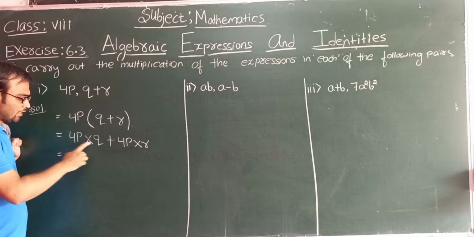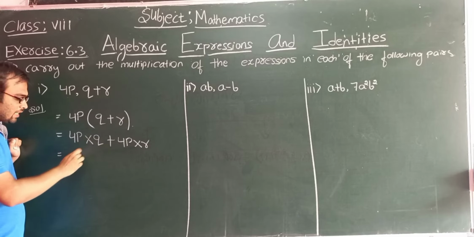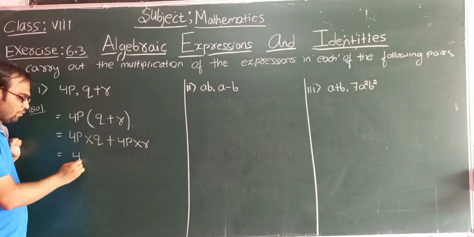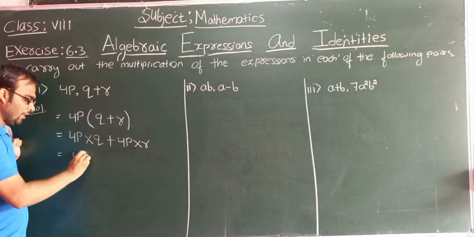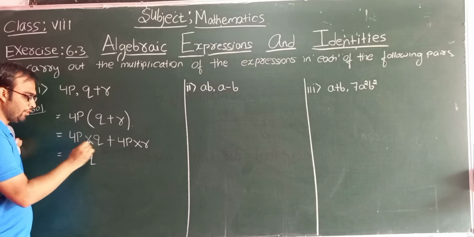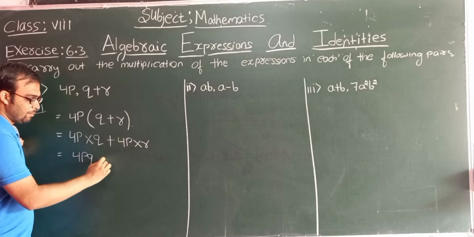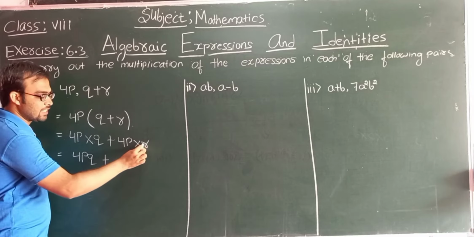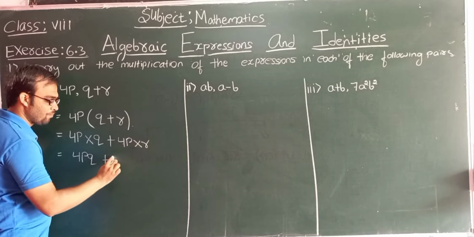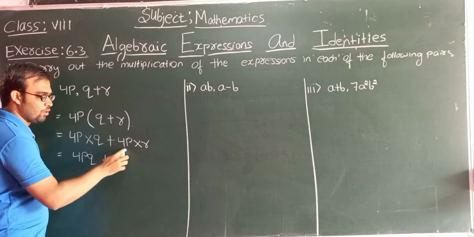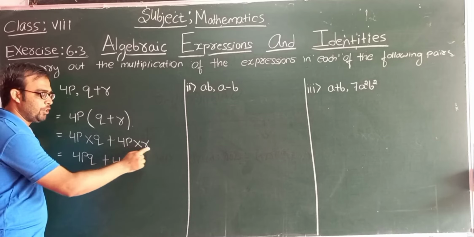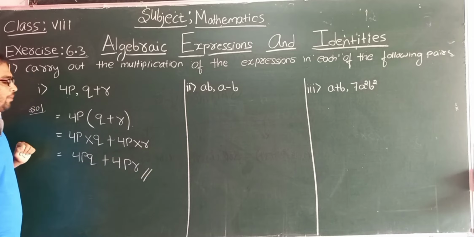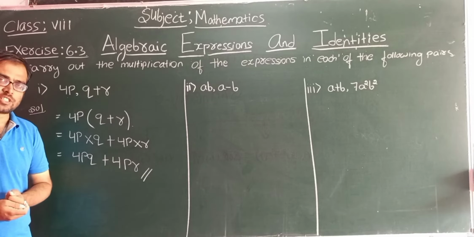Here nothing is there, which means 1 will be there. So 4 ones are 4, and p into q will be pq. Here plus is there, so write plus. Now here nothing is there, which means 1 will be there. So 4 ones are 4, and p into r is pr. So this is the solution for the first problem.